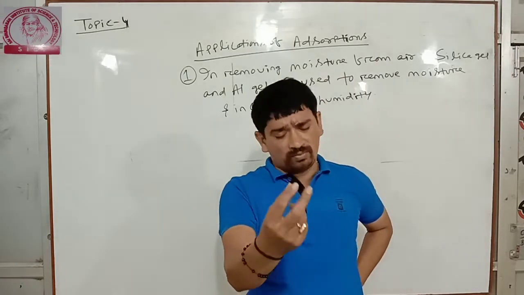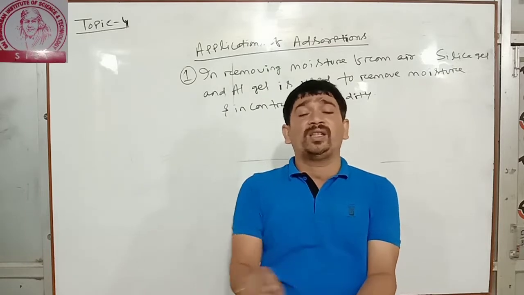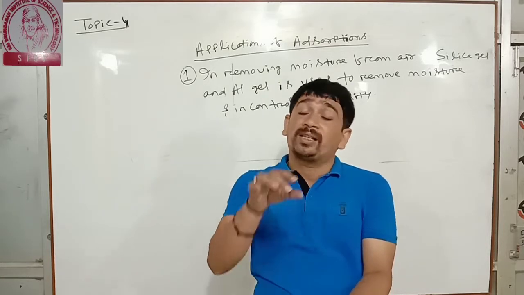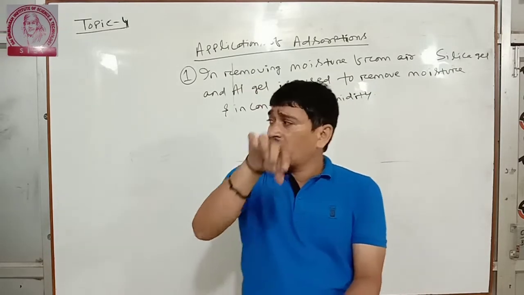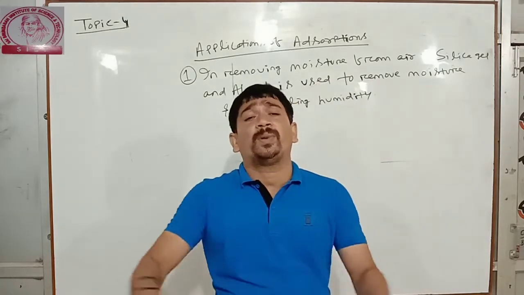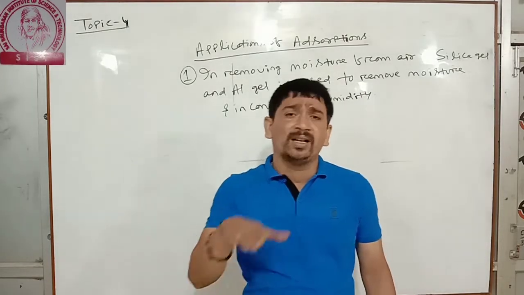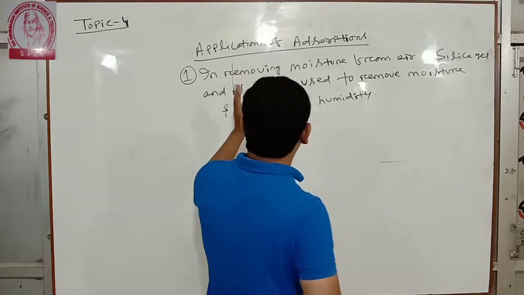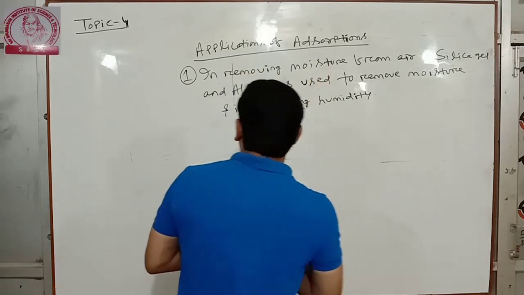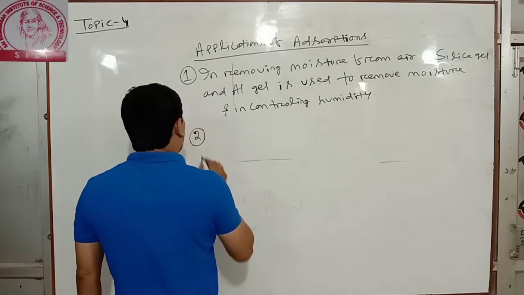Moisture is water particles. Suppose you see the dew drops on the grass, the moisture gets adsorbed on the surface of the grass. That is also one of the applications of adsorption, removing moisture from air. This is the first application, and a very important one.